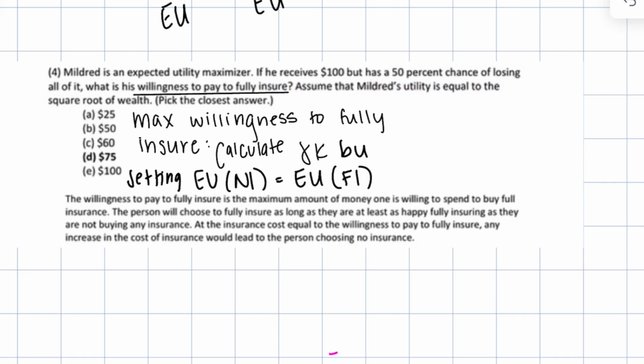The final concept that goes along with expected utility and insurance is this idea of what is the max willingness to fully insure. We have to remember that gamma K is how much we pay out of pocket for insurance, right? Gamma is how much we pay per dollar, which is always less than 1, and then K is our actual coverage. And so multiplying gamma times K, we're multiplying a number less than 1 by our coverage. We're always paying less out of pocket for coverage than we're actually covered for, right? And so our max willingness to pay to fully insure will be how much we're paying for coverage, gamma K.